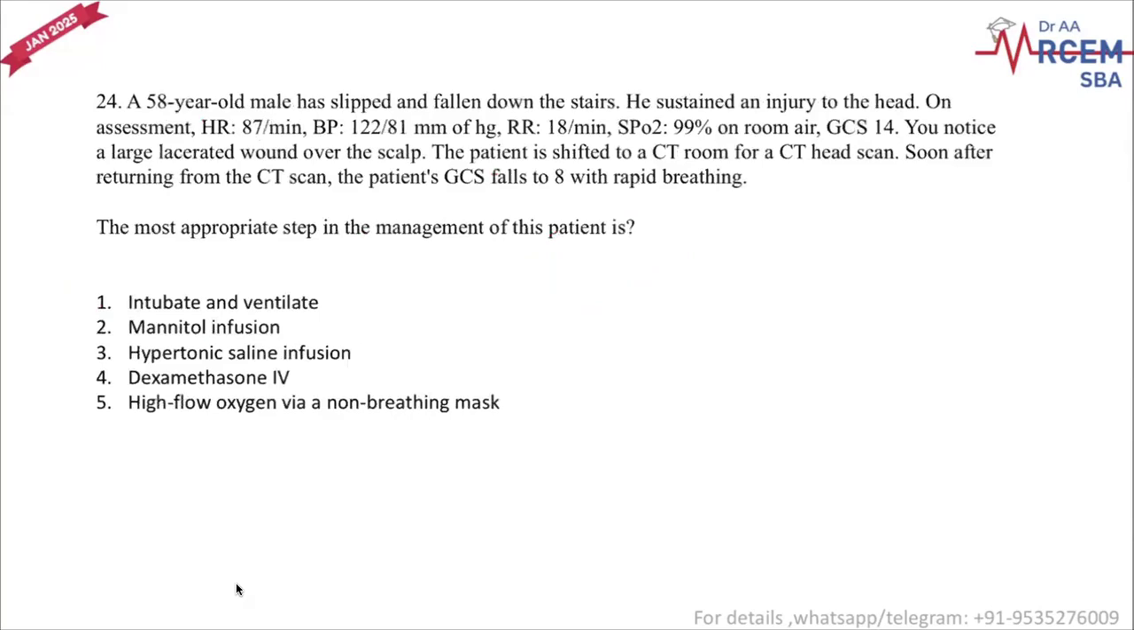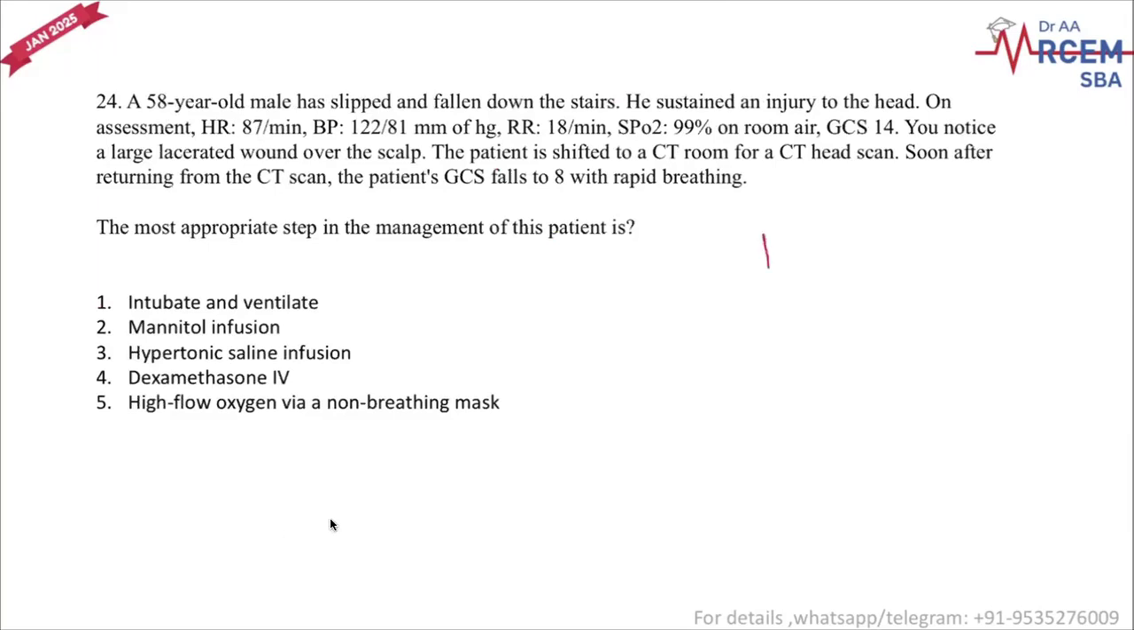A 58-year-old male has slipped and fallen down the stairs. He sustained an injury to the head. On assessment, the vital parameters seem to be fine. GCS is 14. You notice a large lacerated wound over the scalp. The patient is shifted to the CT room for a CT head. Soon after returning from the CT room, the GCS has fallen to 8 with rapid breathing. What is the most appropriate next step in management of this patient?